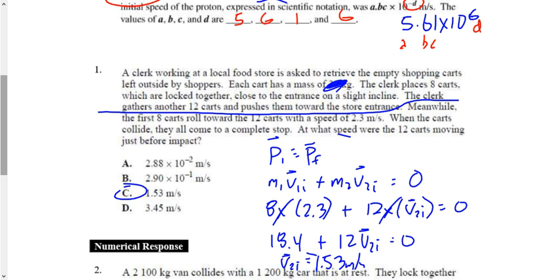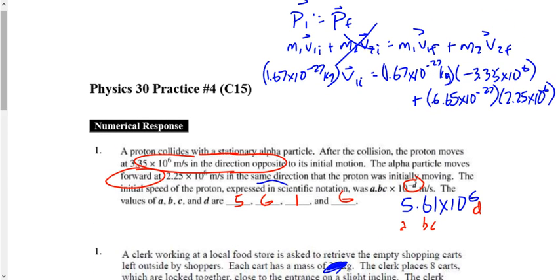Anybody do something like this? Like just say 8, 12 instead of 160 and 200? Yeah? The last question, we could have done something similar to that as well. I didn't mention it because you're not so familiar with protons and alpha particles at this point. But by the end of the year, you'll know that an alpha particle has the mass of 4 protons.